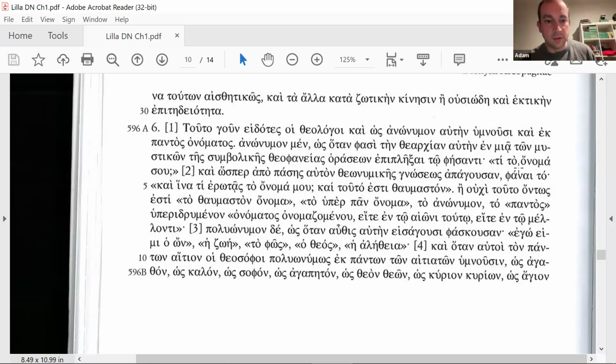Therefore, since they knew this, the theologians, they both praise it as nameless and from every name. And yes, from every, based on, I'm not sure how to put it in better English. Yeah, praise it, drawing on every name.